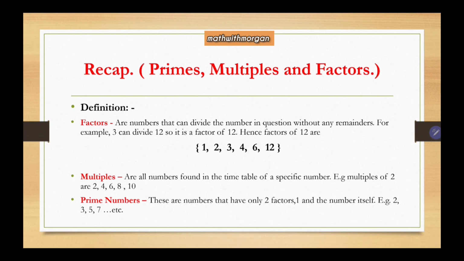The last thing is prime numbers. Prime numbers are simply numbers that have only 2 factors, which are 1 and the number itself. For example, 2 has factors 1 and 2. Other prime numbers are 3, 5, and 7. Okay, with that said, let's get into the video.